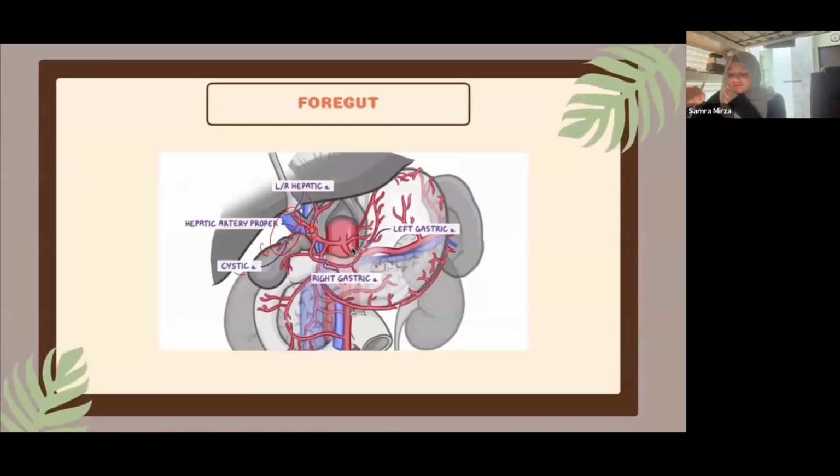Okay, so before I move to the superior mesenteric artery, was the celiac trunk clear to everyone? Okay, lovely.